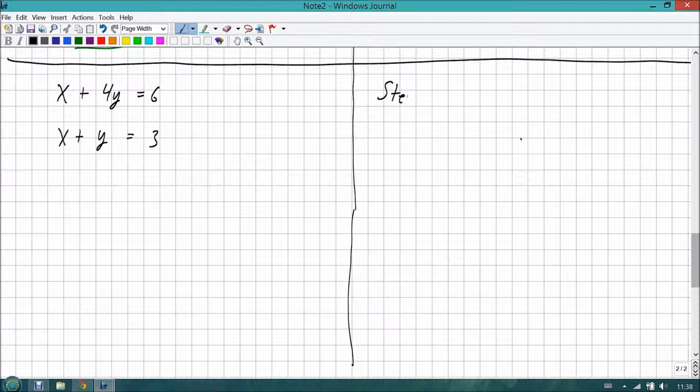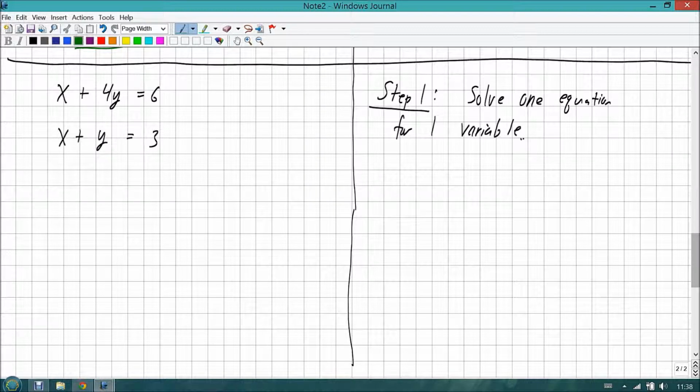Let's write this one out. Step 1. Solve one equation for one variable. Now in the previous ones, it's already been done for you. This one, not so much.